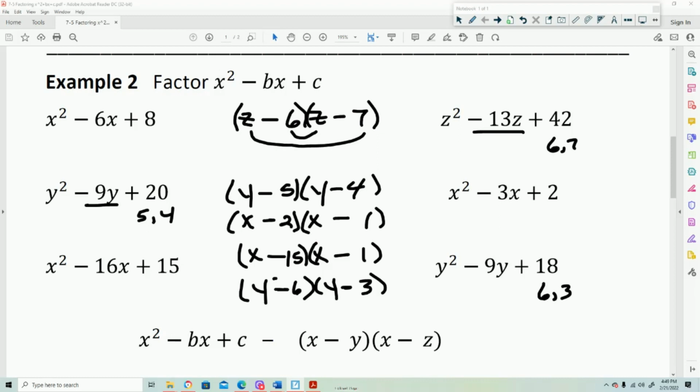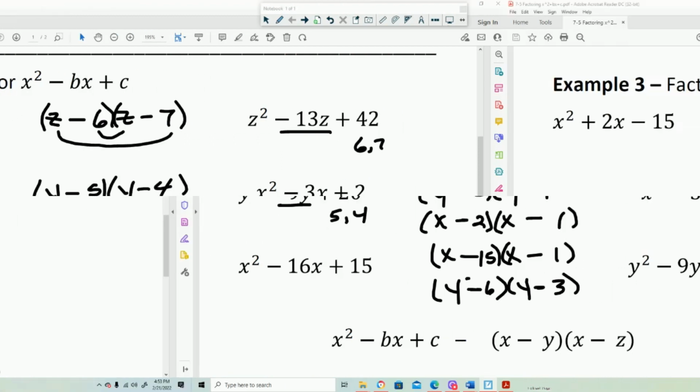So in this set, all of these had this subtraction-addition pattern right here. And when you have that, both your binomials will have a subtraction sign inside. That takes care of example 2.